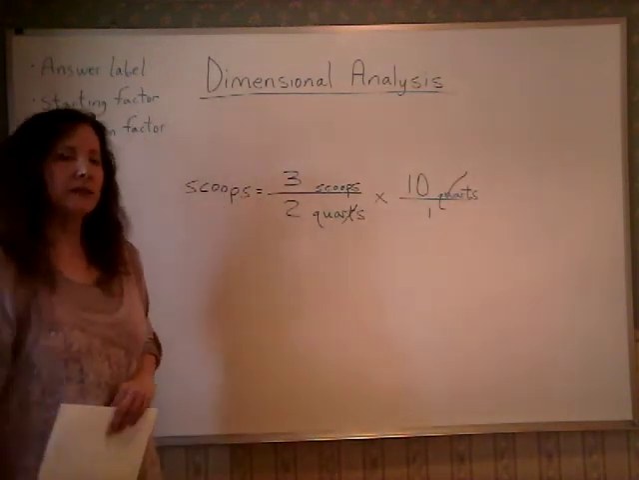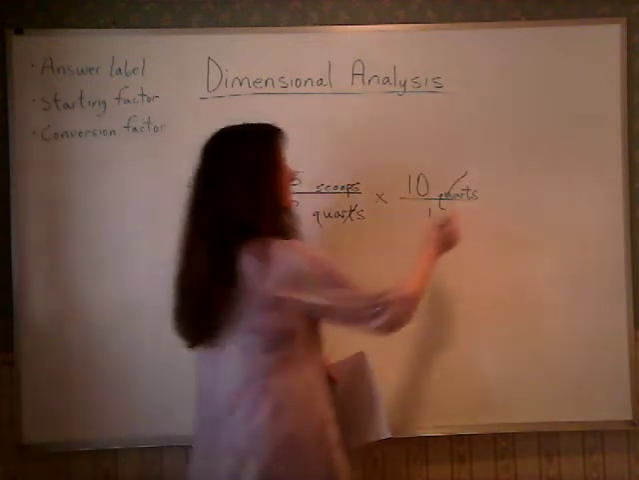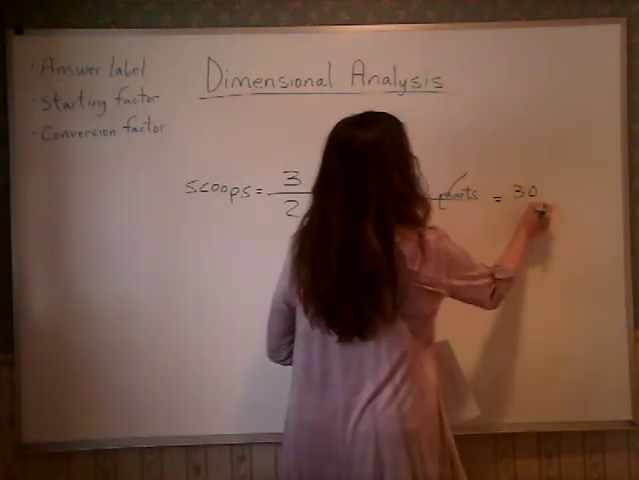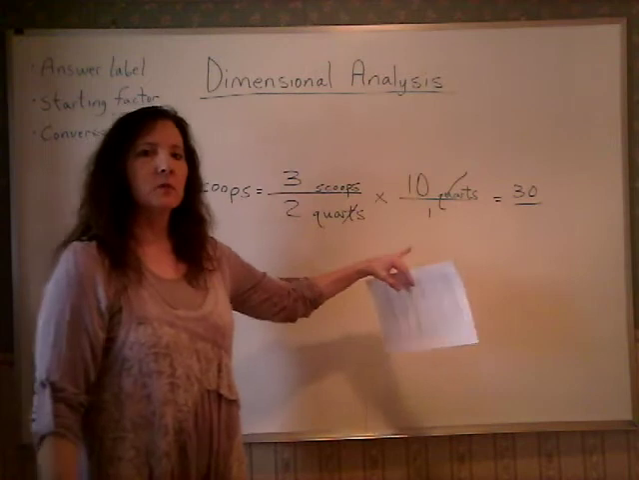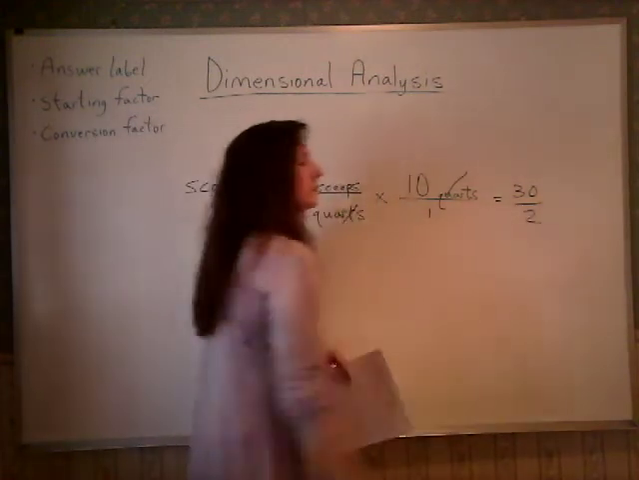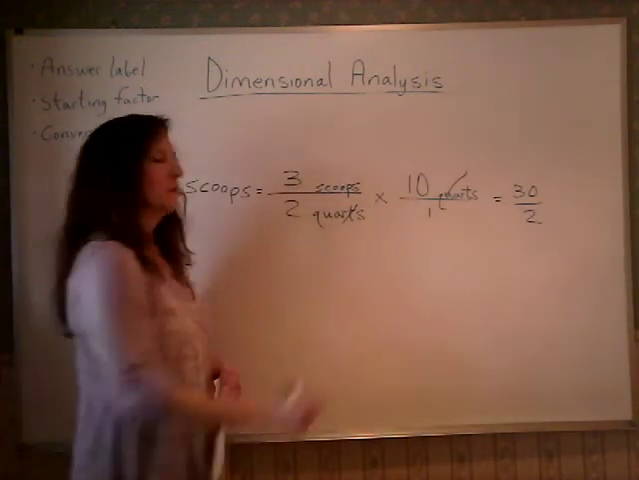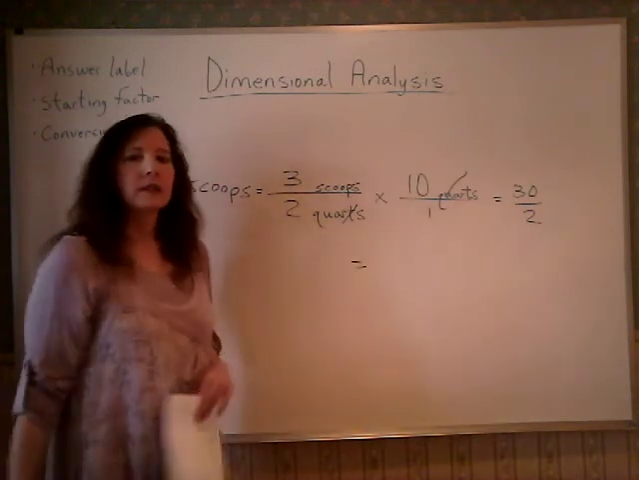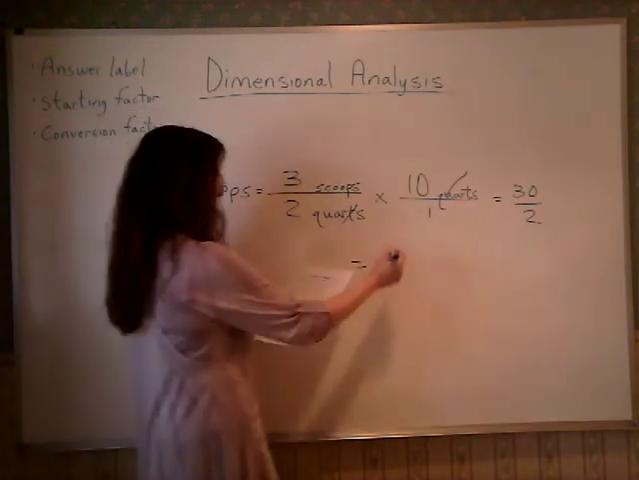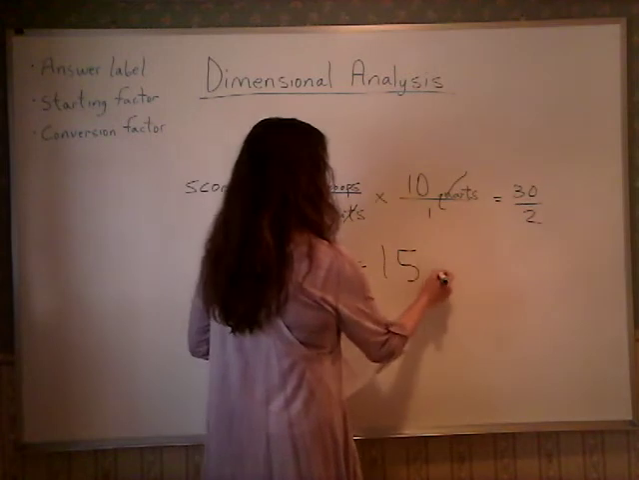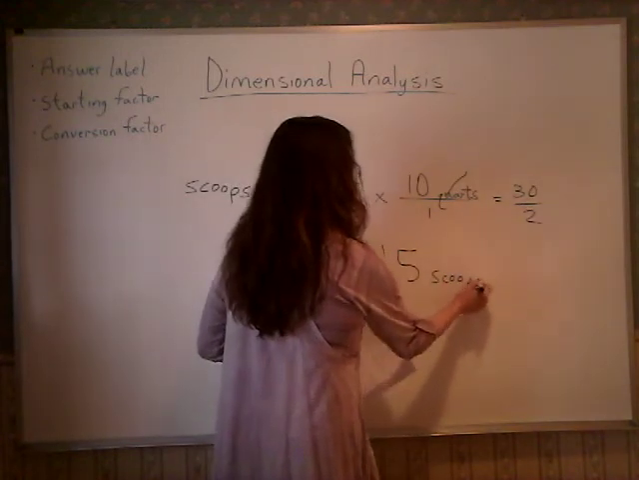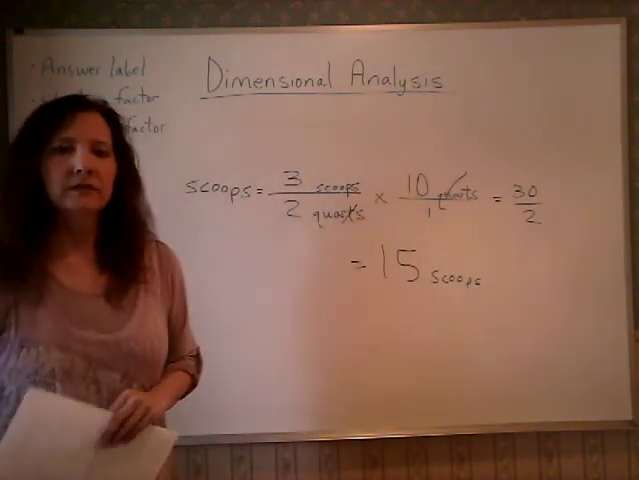And we do our math. 3 times 10. 2 times 1. 30 over 2 divided equals 15. Bring your answer label down, 15 scoops.